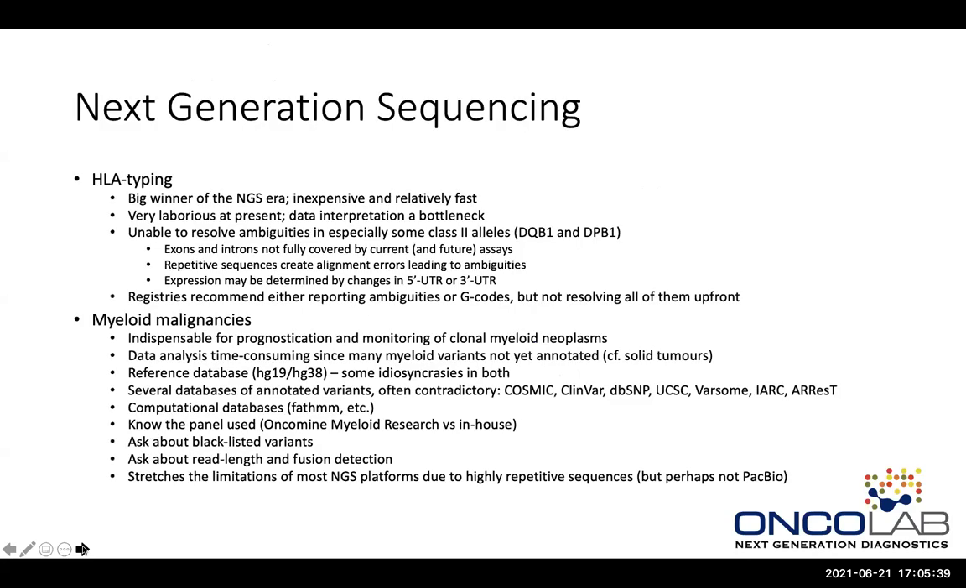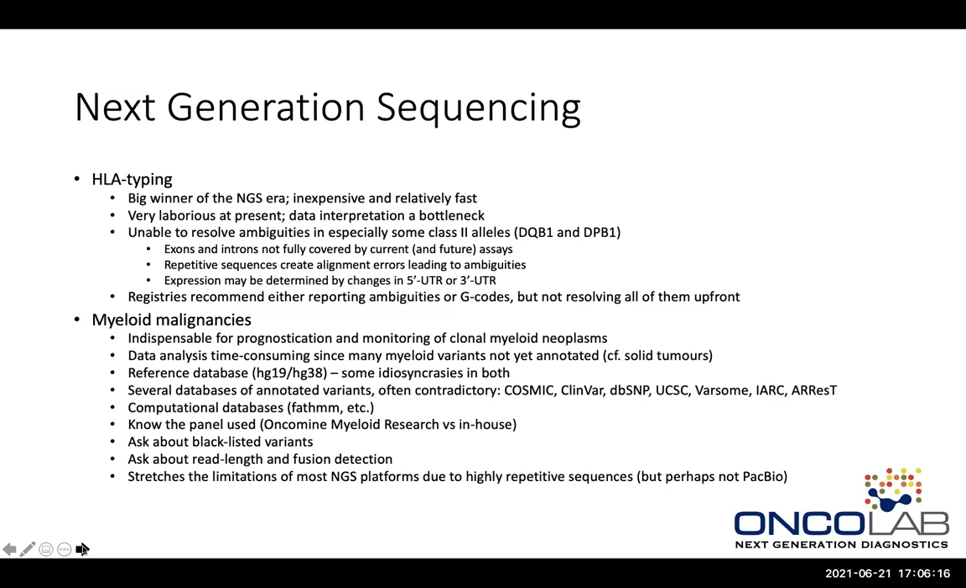Okay, next generation sequencing. So here HLA typing is the big winner of the NGS era. It is inexpensive and relatively fast. So when I say inexpensive, it is probably less expensive than doing serological typing followed by intermediate to high resolution typing. And it gives you high resolution typing from the word go with some caveats. It's relatively fast. So our workflow at the moment is very laborious. It takes us about 5 days, more likely 7.